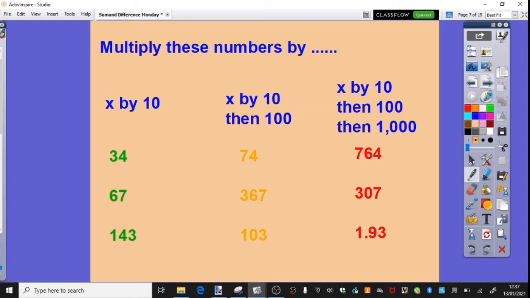So today then, you're going to choose a column for your challenge. You're either going to decide in green to multiply your numbers by 10, in your orangey yellow colour multiply it by 10, and then try the same numbers multiplied by 100. So you do 74 multiplied by 10, and then you try 74 multiplied by 100. And the same with the red column, but obviously you've got the thousands there to try as well.